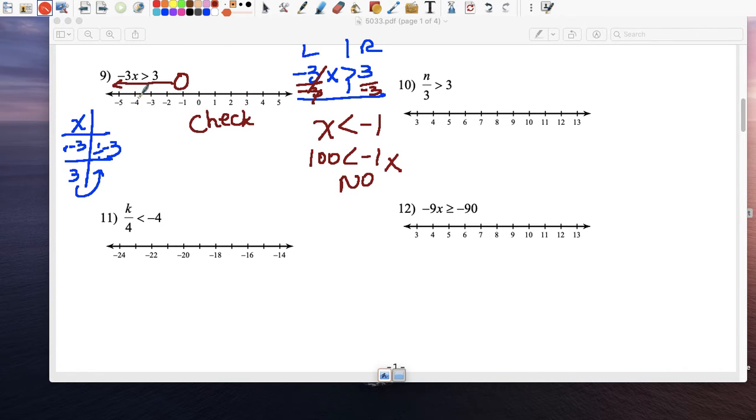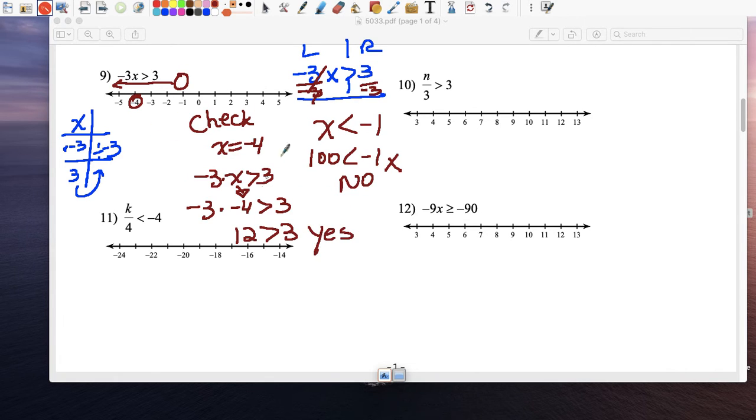So let's pick negative 4. So x equals negative 4. My inequality was negative 3 times x greater than 3. Let's substitute. We get negative 3, and what's x? X is negative 4, so substitute that. So that becomes negative 3 times negative 4 greater than 3. A negative times a negative is a positive. 3 times 4 is 12. And 12, look at that, it's greater than 3. So is that true? Yes.